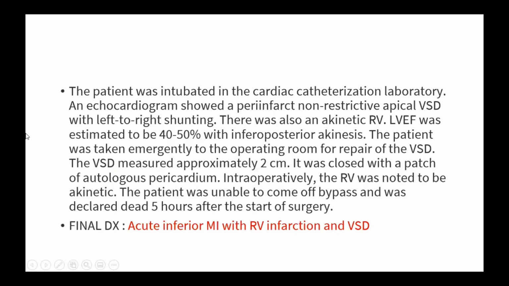The patient was intubated in the cardiac cath lab. An echocardiogram showed a post-infarct non-restrictive apical VSD with a left to right shunt and akinetic RV. The ejection fraction was estimated at 40 to 50 percent with inferior posterior akinesia. The patient was taken emergently to the operating room for repair of the VSD. The VSD measured approximately 2 centimeters and was closed with a patch of inferior pericardium. Intraoperatively, the RV was noted to be akinetic.